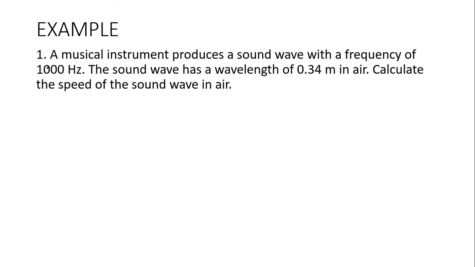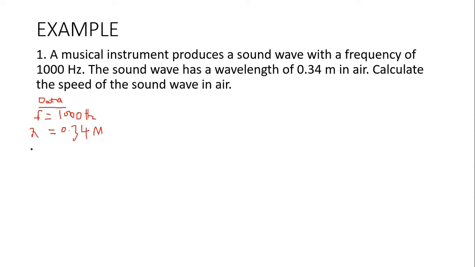Okay, so a musical instrument produces a sound wave with a frequency of 1000 Hz. So data collection is very important. Let's collect the data. So frequency F is given to us as what? 1000 Hz. Then the sound wave has a wavelength, given by lambda, which is equal to 0.34 meters. Now, assuming this wavelength was given in centimeters, we are supposed to convert to meters. You know the drill by now.